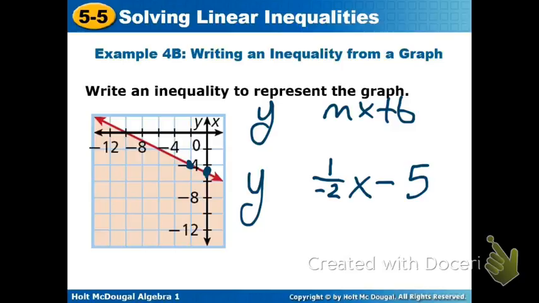Okay, so now let's talk about the shading. The shading is underneath the line. So what kind of inequality symbol do I have here? It's going to be a less than, because the shading is underneath the line. And last but not least, we need to look at whether it's going to be an equal to. How do we determine that? Based on if my line is dashed or solid. If it is a solid line, then we know it is an equal to graph. So we have to have that little bar there.